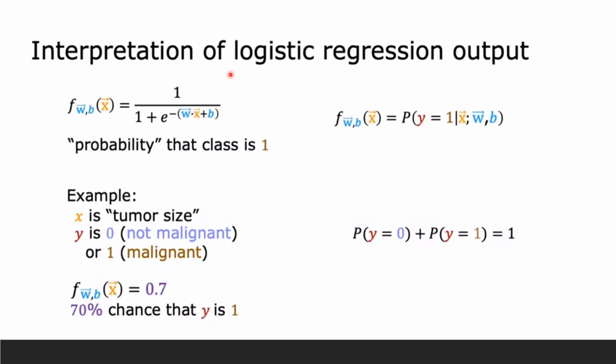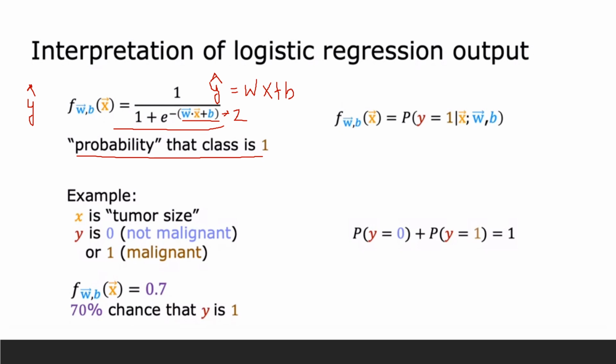Here is the interpretation of logistic regression output. Now this f(x) is nothing but y hat. In linear regression the y hat was wx plus b, right? But in logistic regression the output is this. This wx plus b is nothing but z. Z takes the input of linear regression and puts it in the sigmoid function. So this y hat determines the probability that the class is 1.